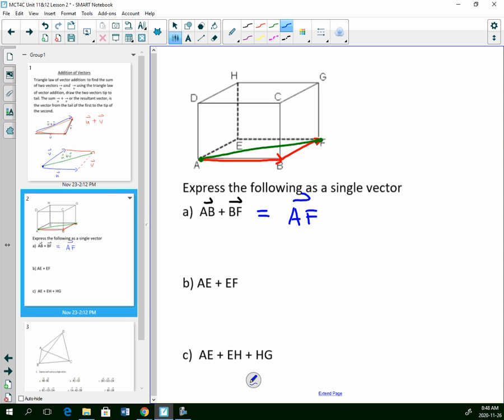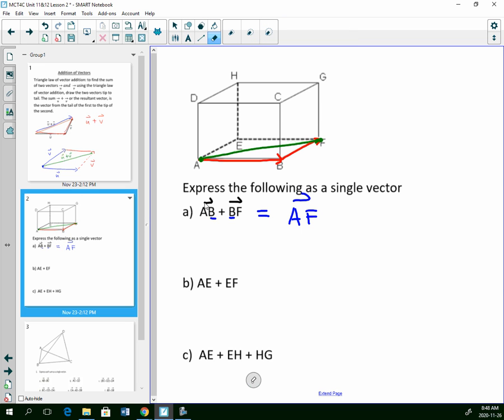And you'll notice that the last letter in AB is the same as the first letter in BF, right? They have to be the same. That ensures that it's tip to tail, right? The tail of B to F is the same variable as the tip of A to B.